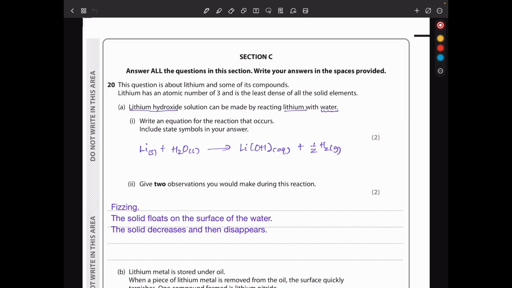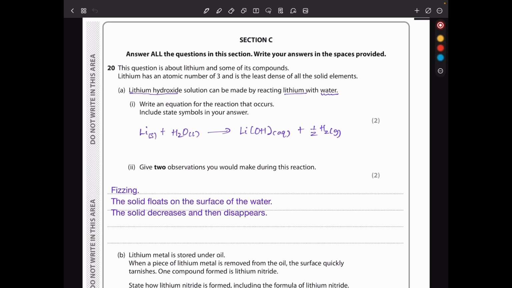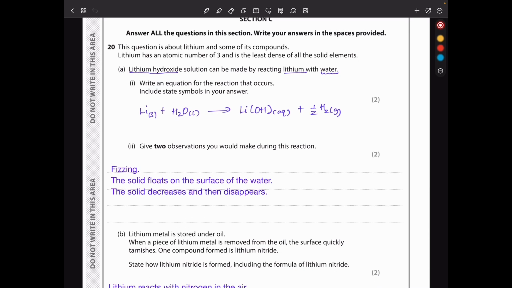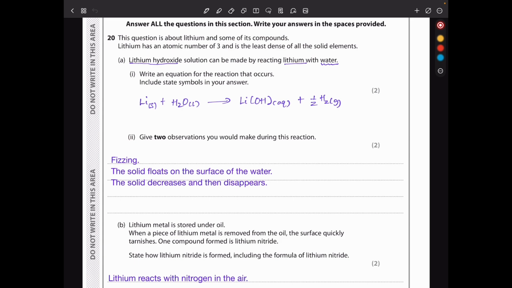In question 20, this question is about lithium and some of its compounds. Lithium has an atomic number 3 and is the least dense of all the solid elements. Lithium hydroxide solution can be made by reacting lithium with water. Write an equation for the reaction that occurs. Include state symbols in your answer.